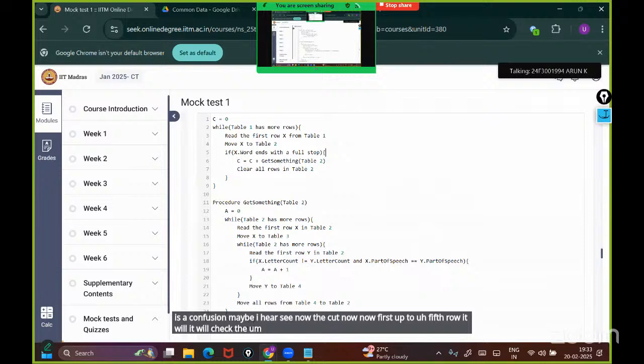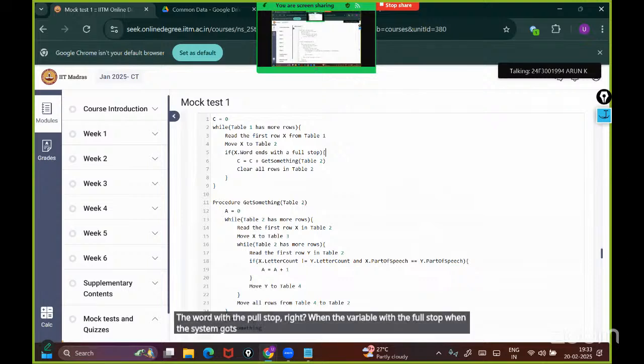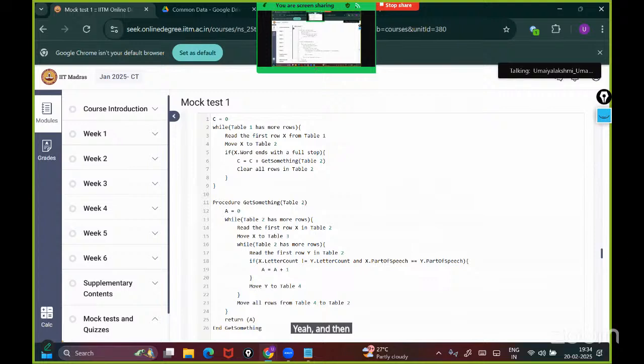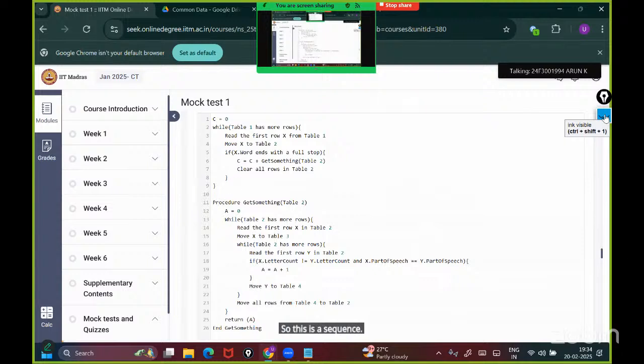the word with the full stop, right? When the system gets the word with the full stop, then the procedure will go to the sub procedure, and the sub procedure will count from the beginning, from table 2, right? And then in the seventh line, we are clearing all the elements in the return table, and this return value is substituted here, and then one sentence is closed, right? Yes. So this is a sequence up to 5. It's the first sequence.